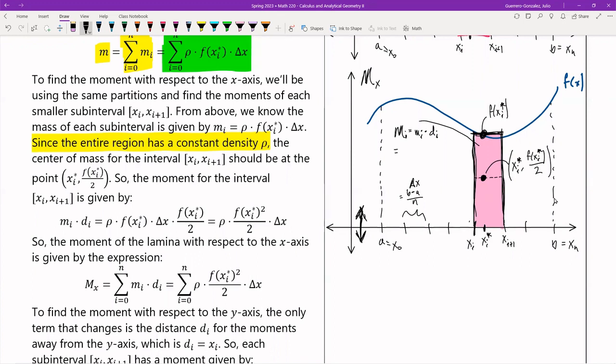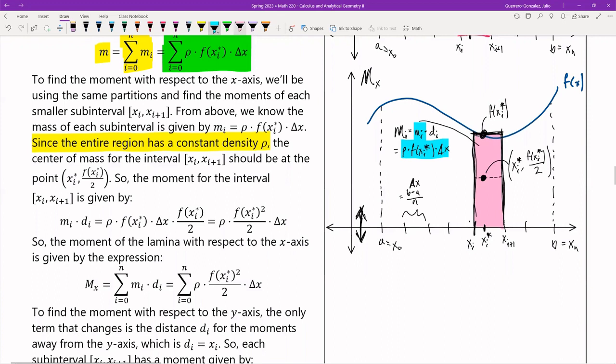The mass of this strip, we figured that out from our previous section. It's going to be rho times f of xi star, times delta x. Now, we need the di. So what we just found was this, that's this bit.